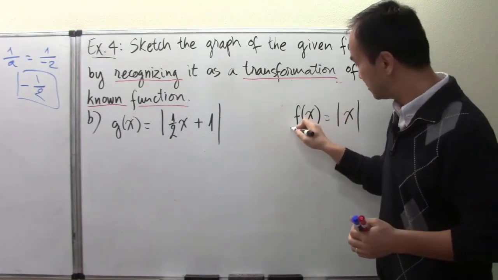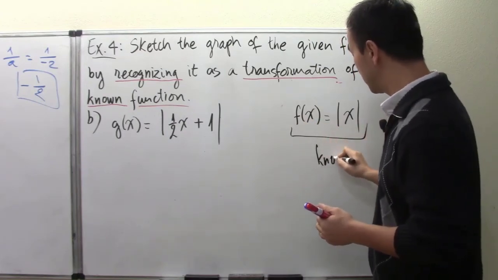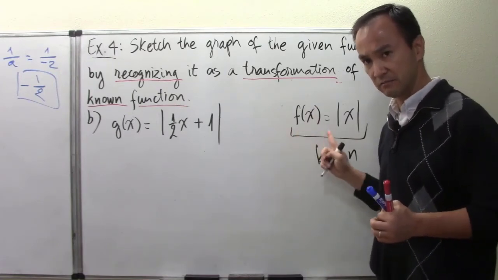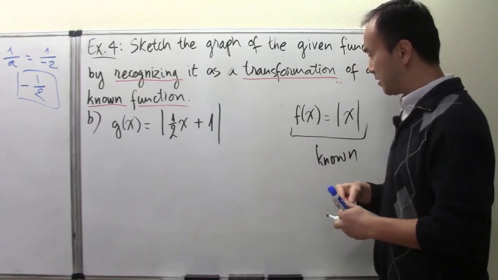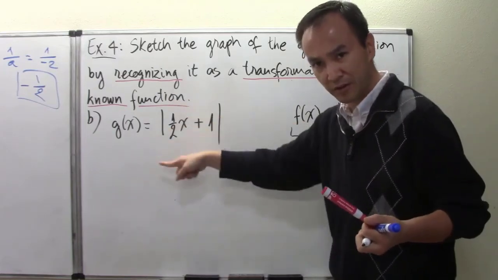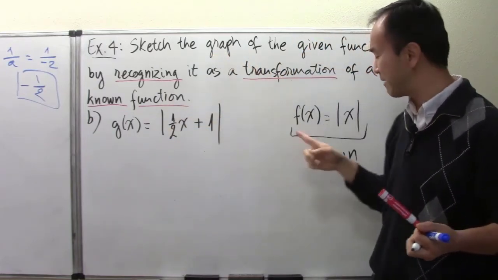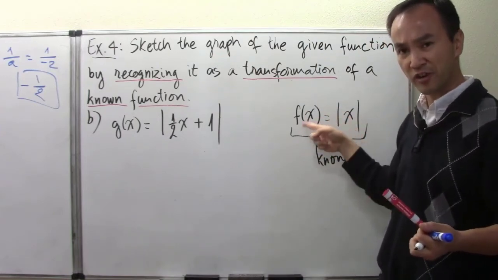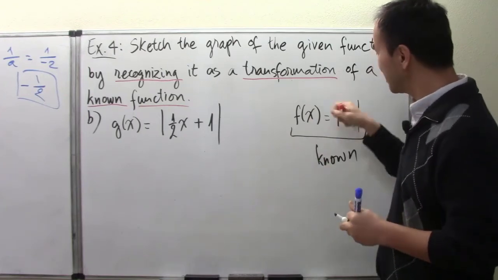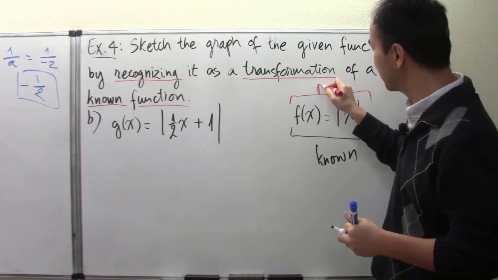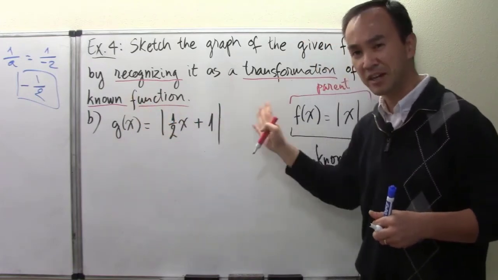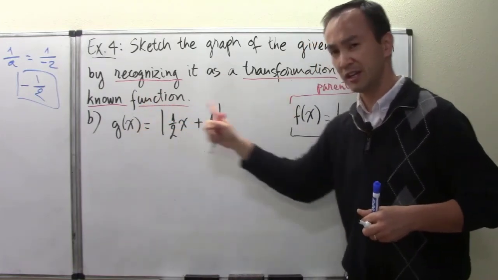Now this function is known since the lecture where we investigated the toolkit functions. It's known just in the sense that we're seeing some absolute value. So the thought came through my mind: let's look at this known function, f of x equals absolute value of x. Once we pinpoint this known function, we want to recognize the relationship between g and f, parent and descendant.